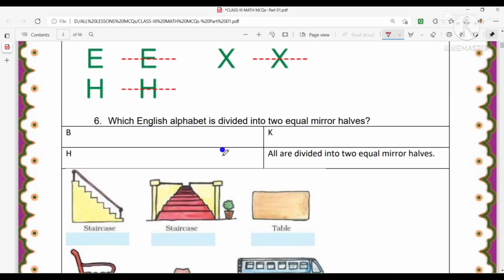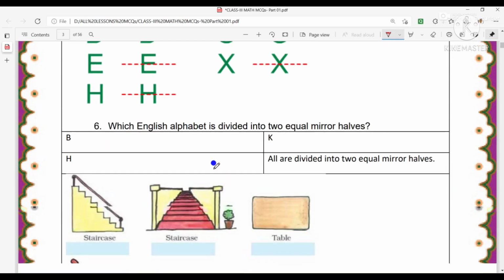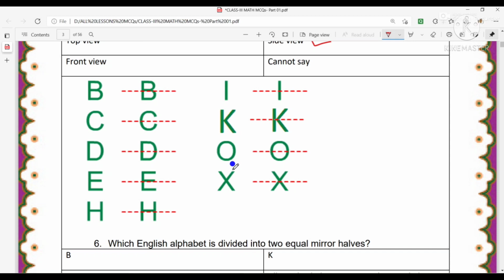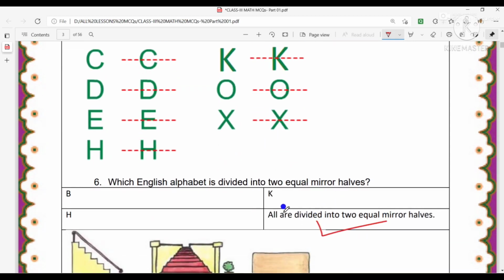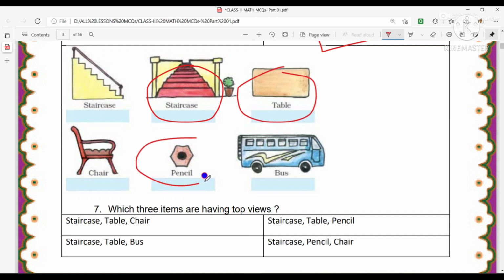Which English alphabet is divided into equal mirror halves? You can see here all the English letters are divided into mirror halves. Next, which three items are having top views? You can see the staircase, the table and the pencil. The first staircase is side view. The second one is your top view. So staircase, table and pencil.